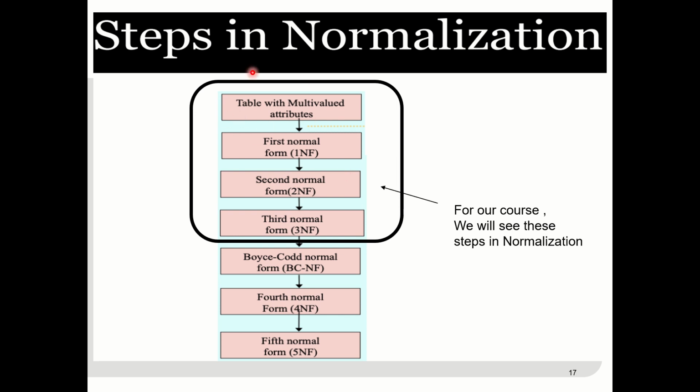If you look at a table, initially you'll be given a particular table. Sometimes the table will have multi-valued attributes. If so, you need to convert that table into first normal form, then into second normal form, then into third normal form as part of this course. If you are learning advanced DB, you can change them into BCNF and 4NF, 5NF.